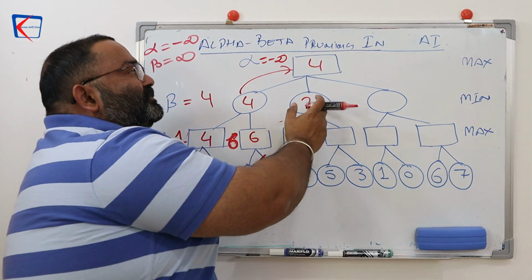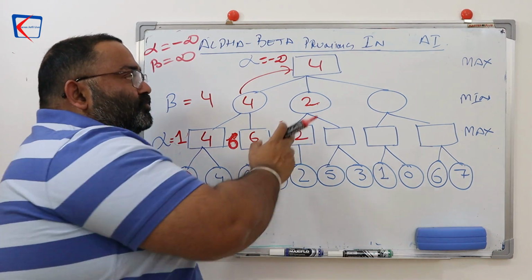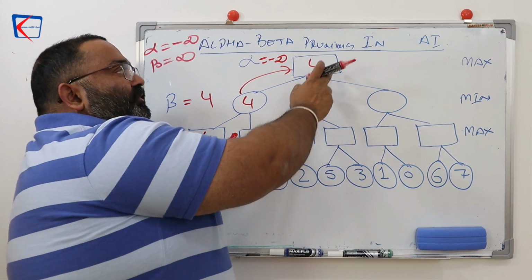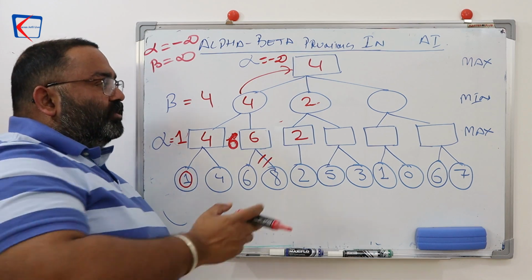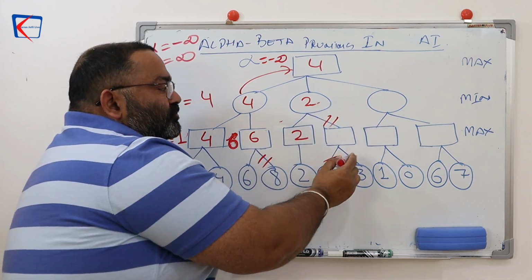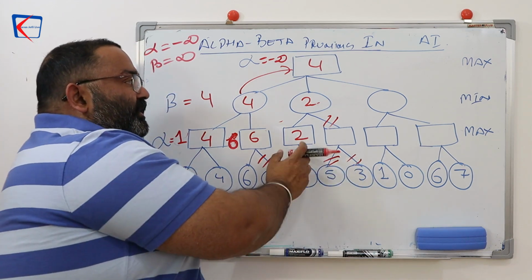Why? Because 4 is bigger than 2. So here, anything smaller than 2 that comes will still not change my 4. So there is no point in exploring these nodes. These will be pruned. So we get 2.